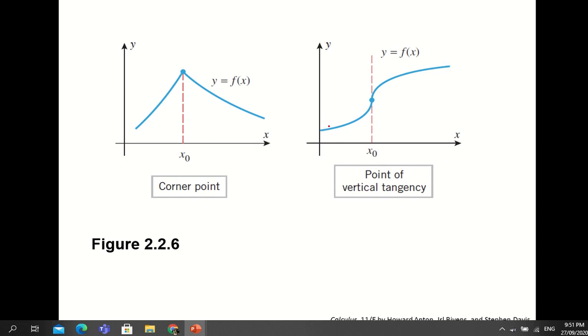So it is initially concave upward, and then changes concavity downward. So this is the point of inflection. This time we will call this the point of vertical tangency. Okay, so remember the term point of vertical tangency. We'll use that concept later on.